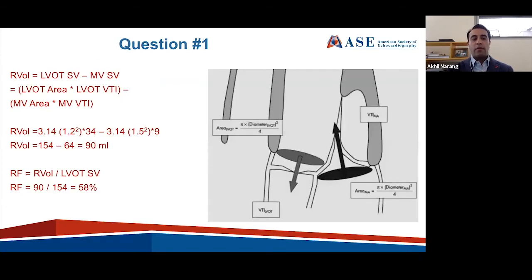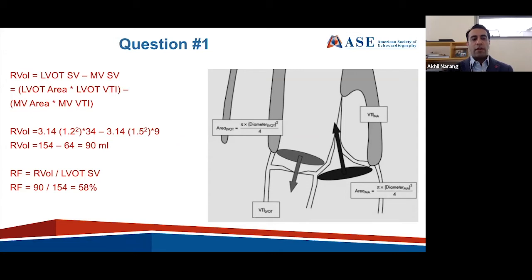Here is the explanation. In order to determine the regurgitant volume, all we have to know is the LVOT stroke volume and subtract this from the mitral valve stroke volume. The stroke volume from the LVOT is the LVOT area multiplied by the LVOT VTI, and the mitral valve stroke volume is determined by the mitral valve area times the mitral valve VTI. All of these pieces of information are given to us in the question stem.